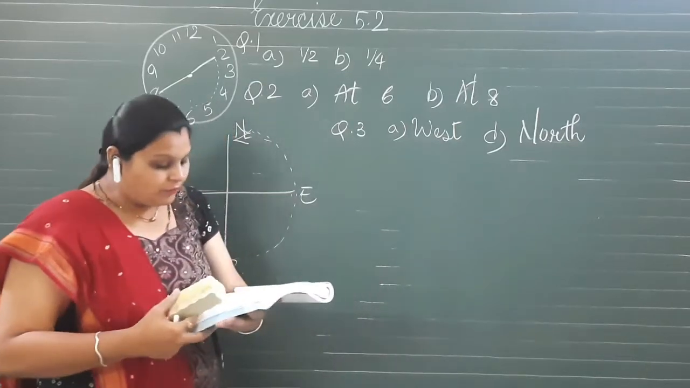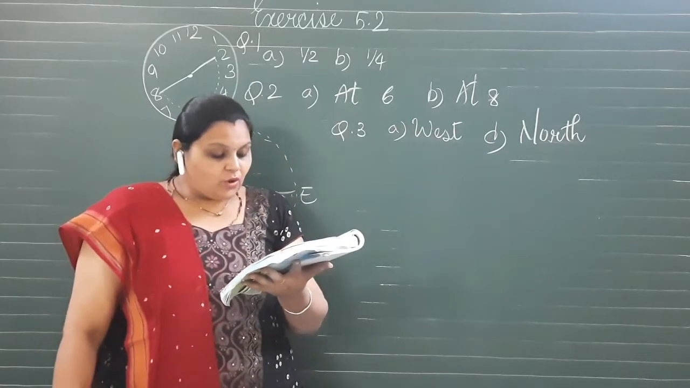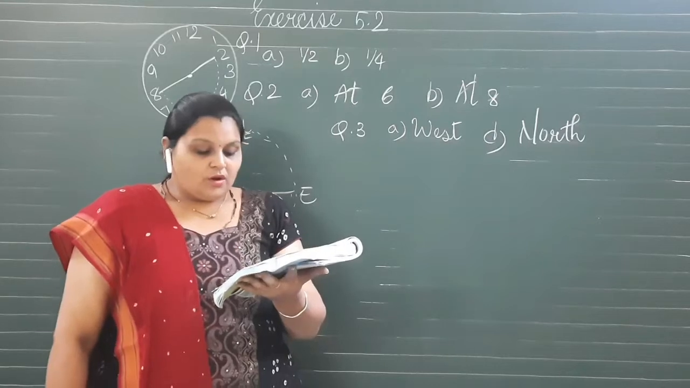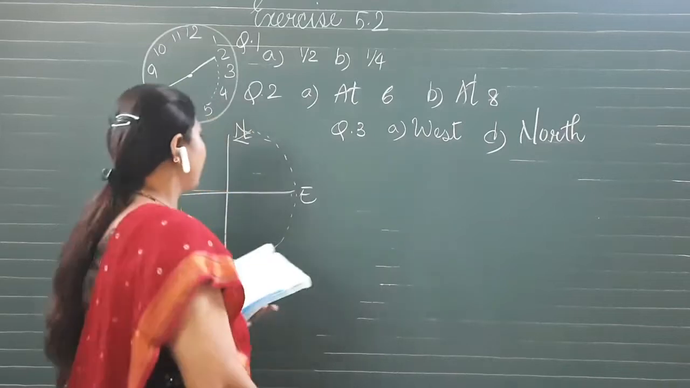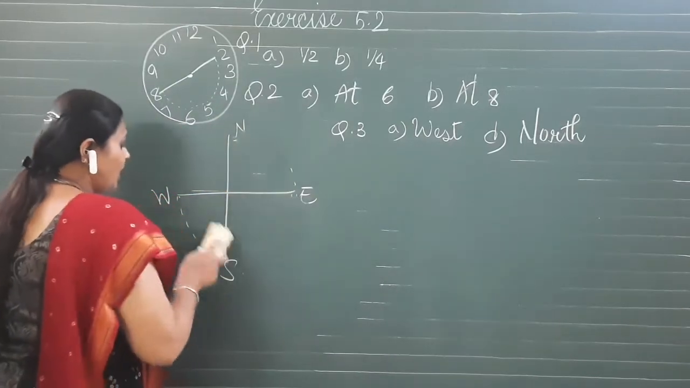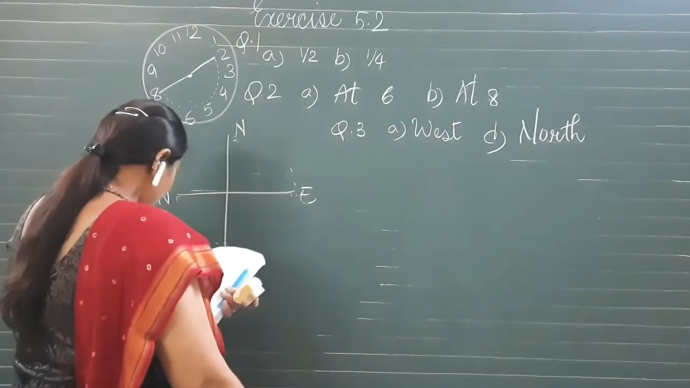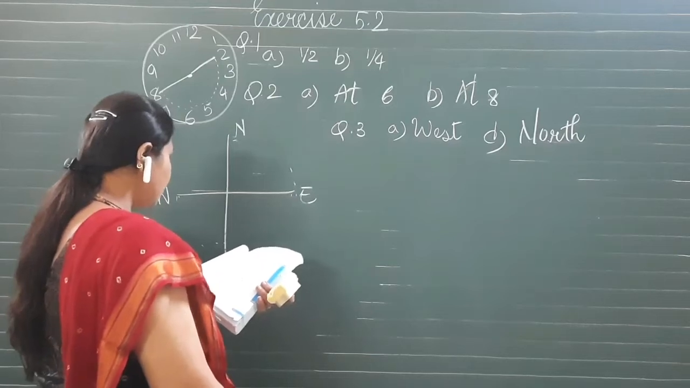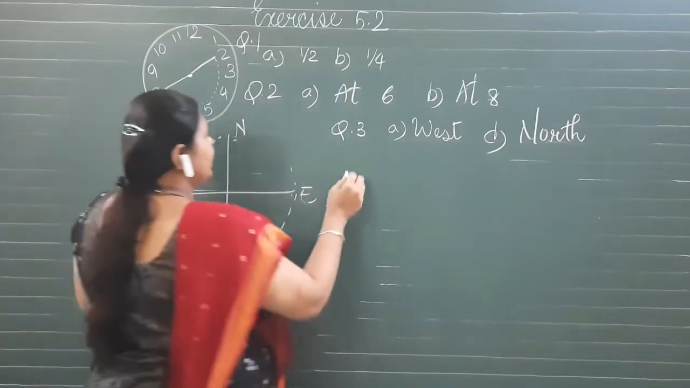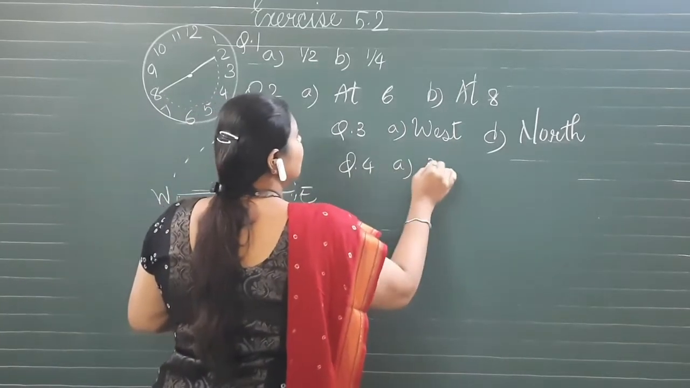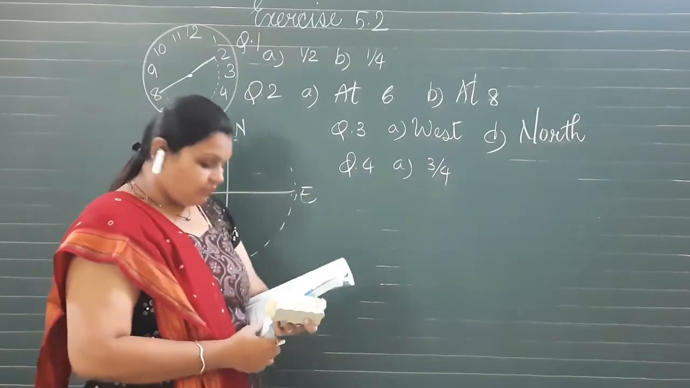Now question number 4. What part of revolution have you turned through? If you are facing east and turn clockwise to face north. Now you are at east and turning clockwise to north. So it is 3/4 of the turn. It is more than half. More than half means 3/4.